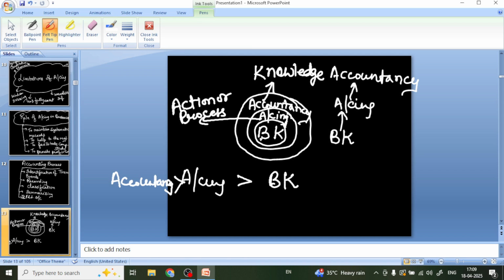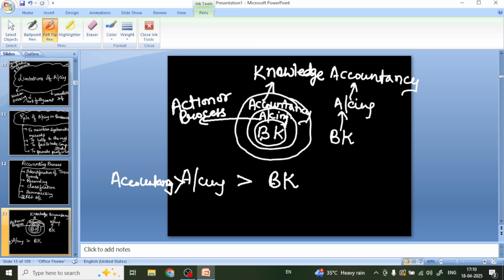Accounting is the application of accountancy, but it is work after completing bookkeeping. Accountancy includes theory, principles, and the system of accountancy: why and how financial transactions are recorded.